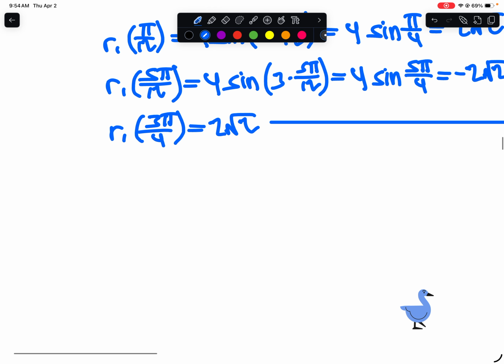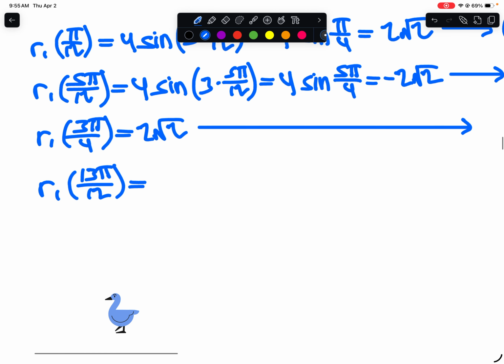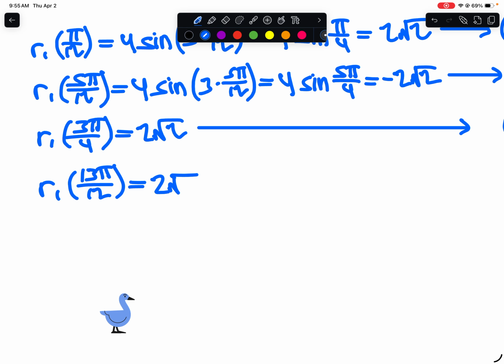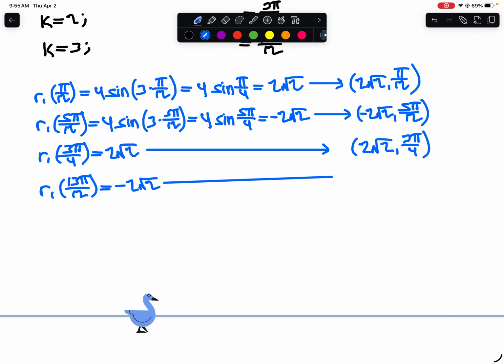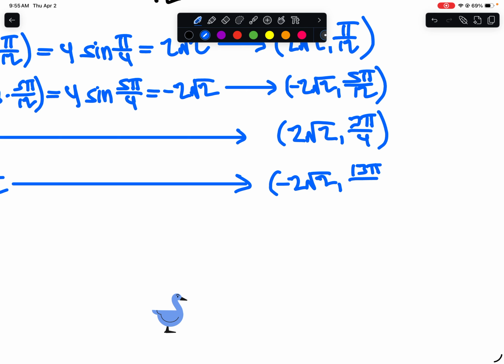Okay, and then I'm going to go ahead and do this last one too, just to show you what's going to happen. When I do 13 pi over 12, we're actually going to get a repeating point. So 13 pi over 12, when you plug this in, you are going to get... no, it should be a negative, I believe. Kind of doing this in my head, but it should be a negative. So you're going to get negative 2 root 2 in the direction of 13 pi over 12.